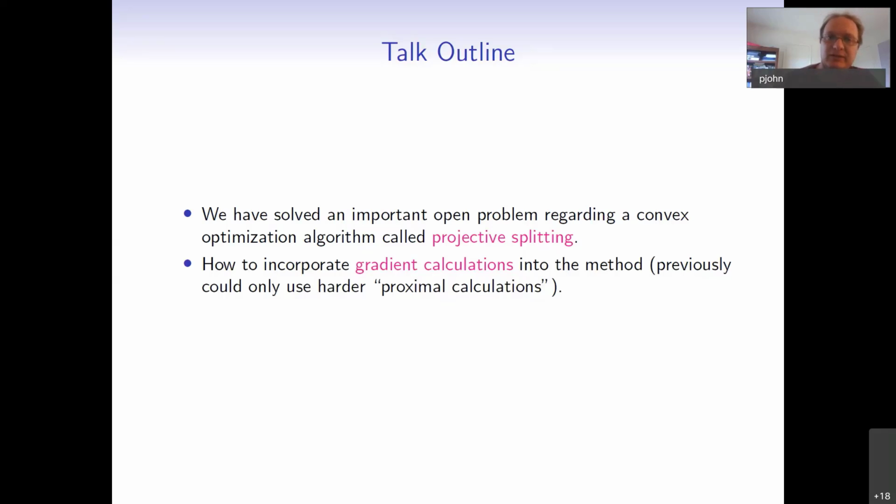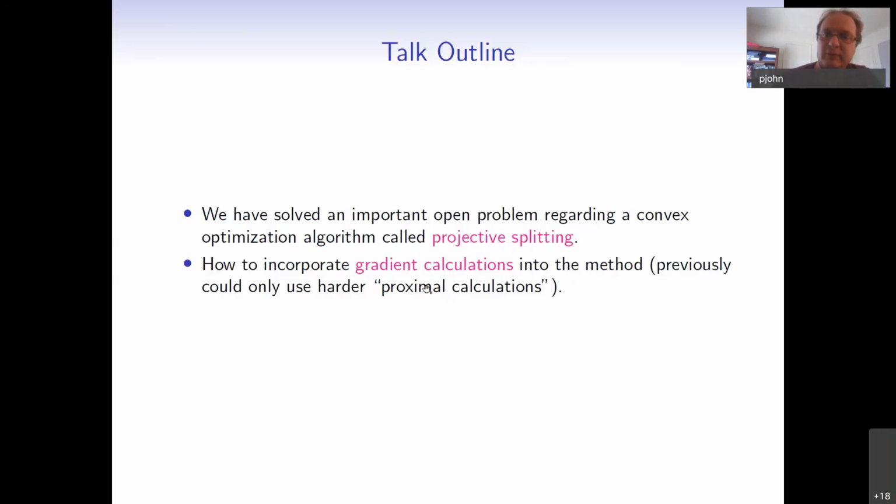And the method was actually based on something called the proximal operator. We use these proximal calculations, which in a lot of cases is much harder to do than to compute gradients. So the first thing that I worked on was trying to figure out ways that you could use gradient type calculations within the framework of projective splitting. And so that's primarily what I'll talk to you about today. I also did some work on deriving convergence rates as well, but I won't have time to talk about that today.